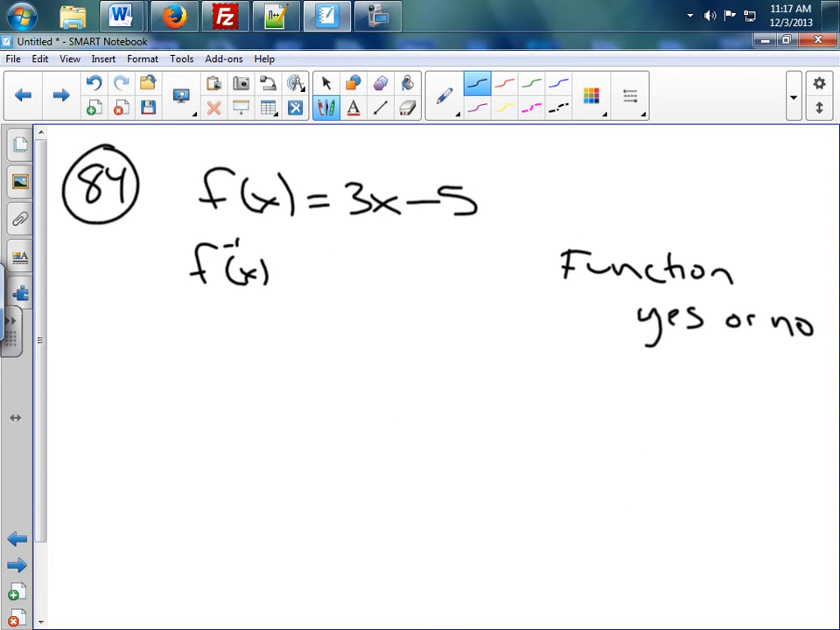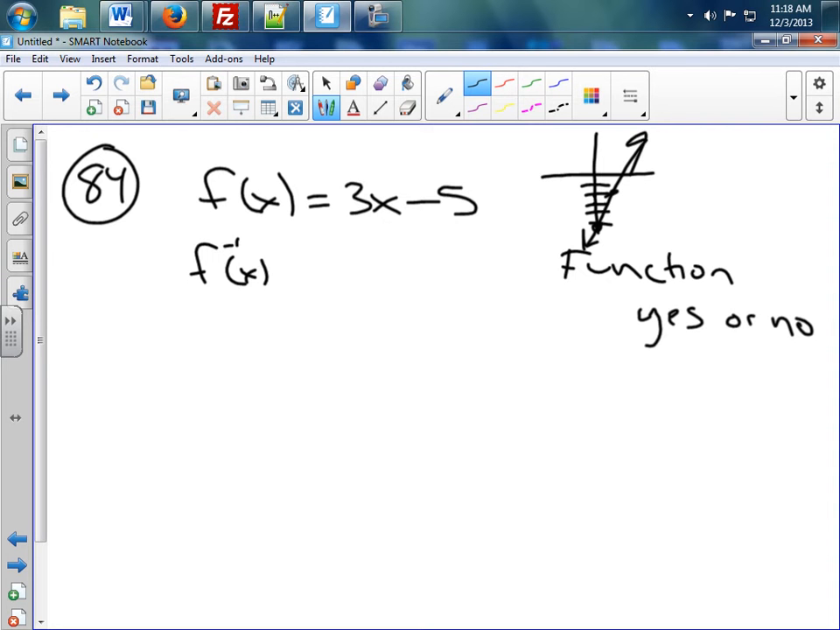Okay, number 84. Here's your function, 3x minus 5. Well, is this a function? Why? That's the question. How do you know this is a function? I could ask you very easily on a test and say, why is that a function? What would you do? I'd graph it myself. Or you can remember back into the olden days when you used to graph, you would go 1, 2, 3, 4, 5, up 3, 1, 2, 3, over 1. Does that pass the vertical line test?